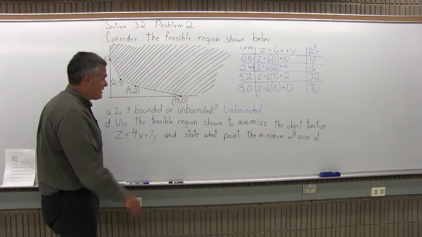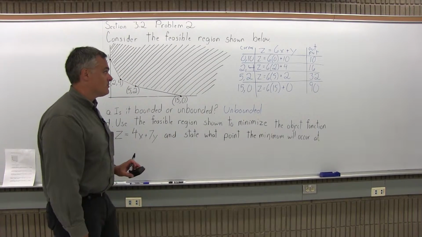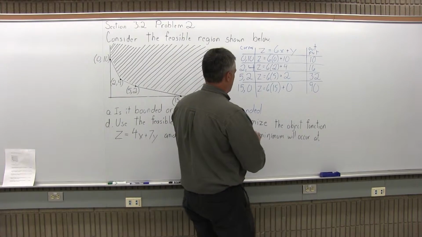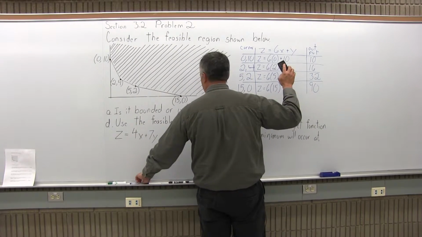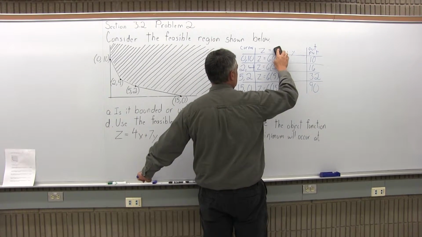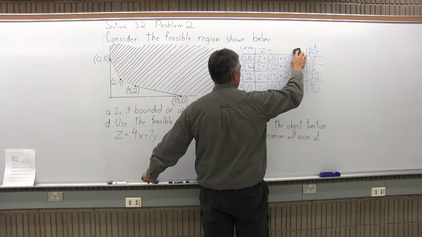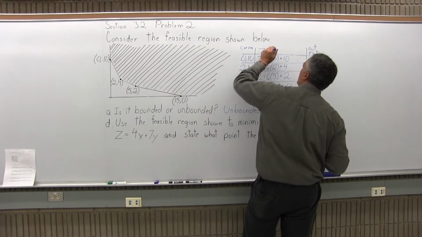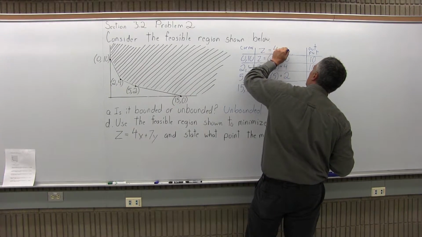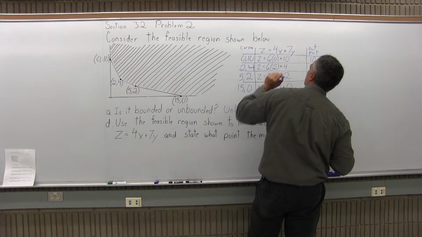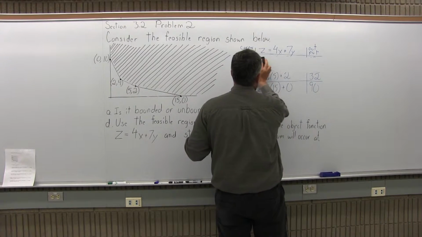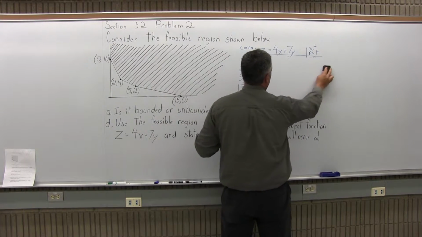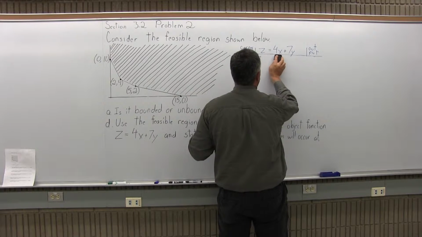To do that, again, I'm going to fill out the chart like we had for the previous parts. And I'm just going to change what the object function was. For part C, it was 6x plus y. But now that we're doing part D, the object function is z equals 4x plus 7y. And that'll change all the work for the rest of the chart. So let me erase.